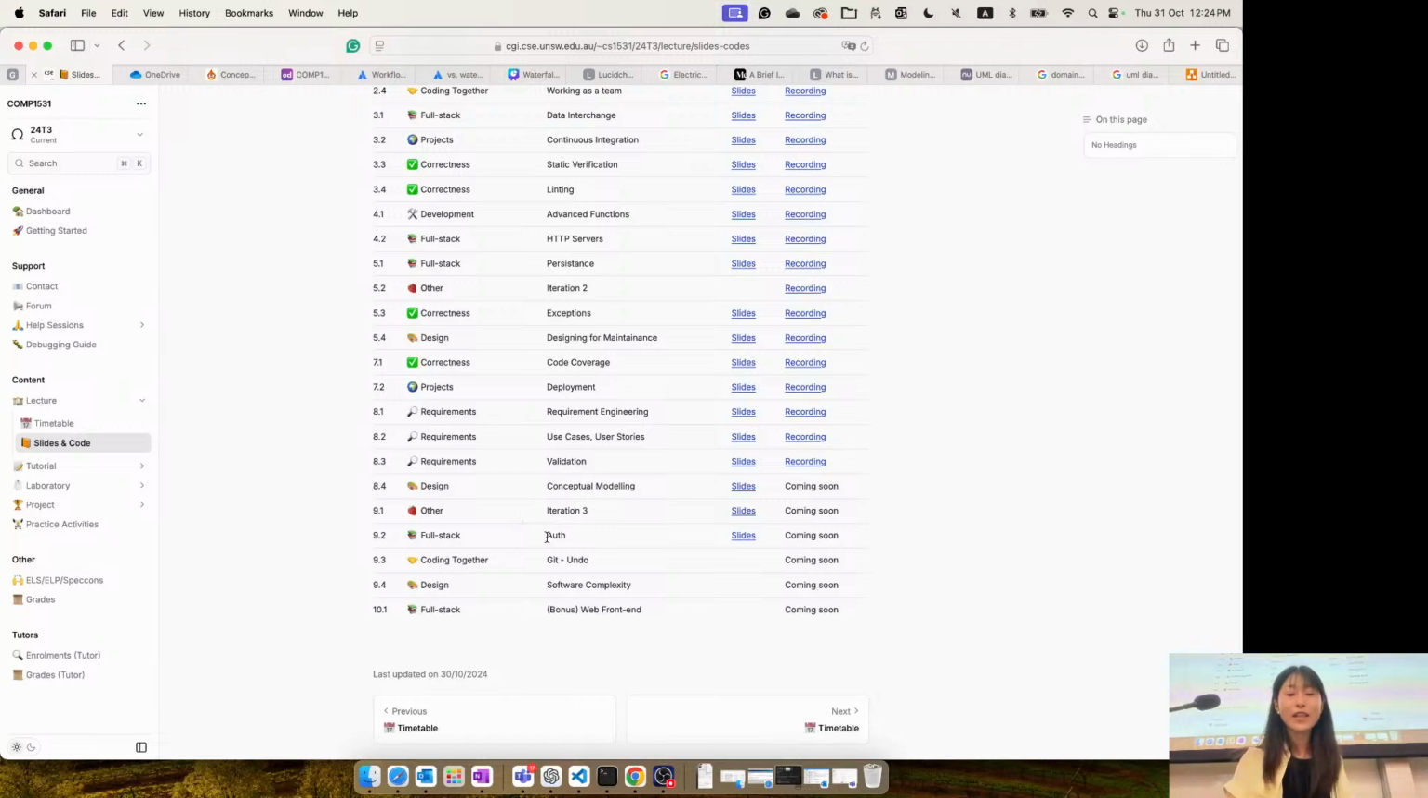Then we'll talk a little bit more about authentication. Although we have already had authentication in the project, we'll talk about a question about coding and encoding in this lecture as well. And we'll talk a little bit more about Git and software complexity.